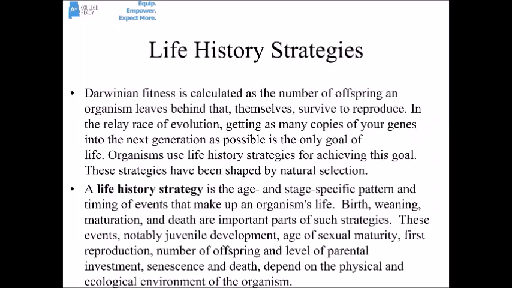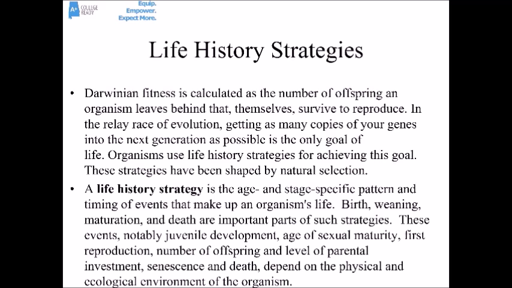So let's also talk a bit about what are called life history strategies. Darwinian fitness is calculated as the number of offspring an organism leaves behind that go on to reproduce themselves. Really, in biology or in evolution, getting as many copies of your genes to the next generation is really the only goal of life. So organisms use these things called life history strategies to achieve this goal of passing on their genes to the next generation.